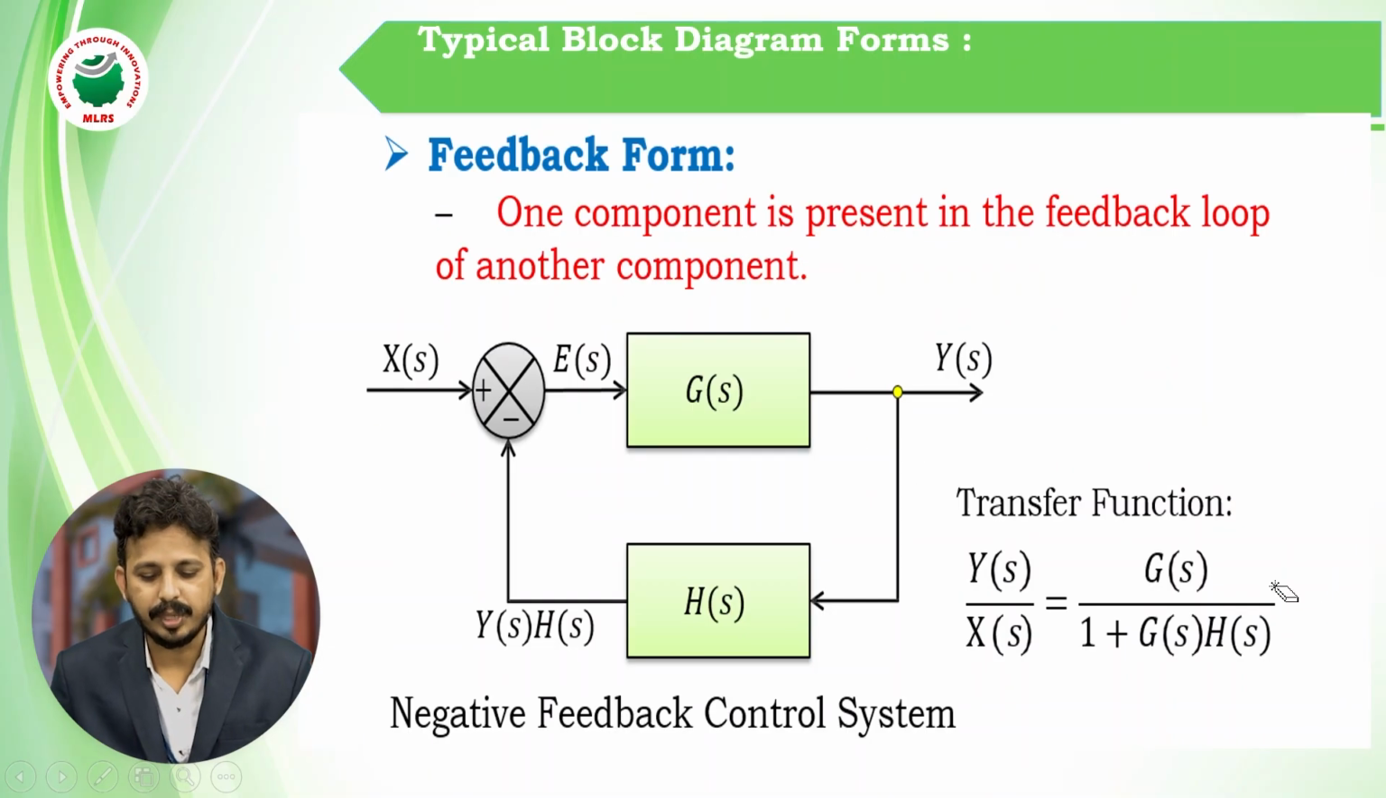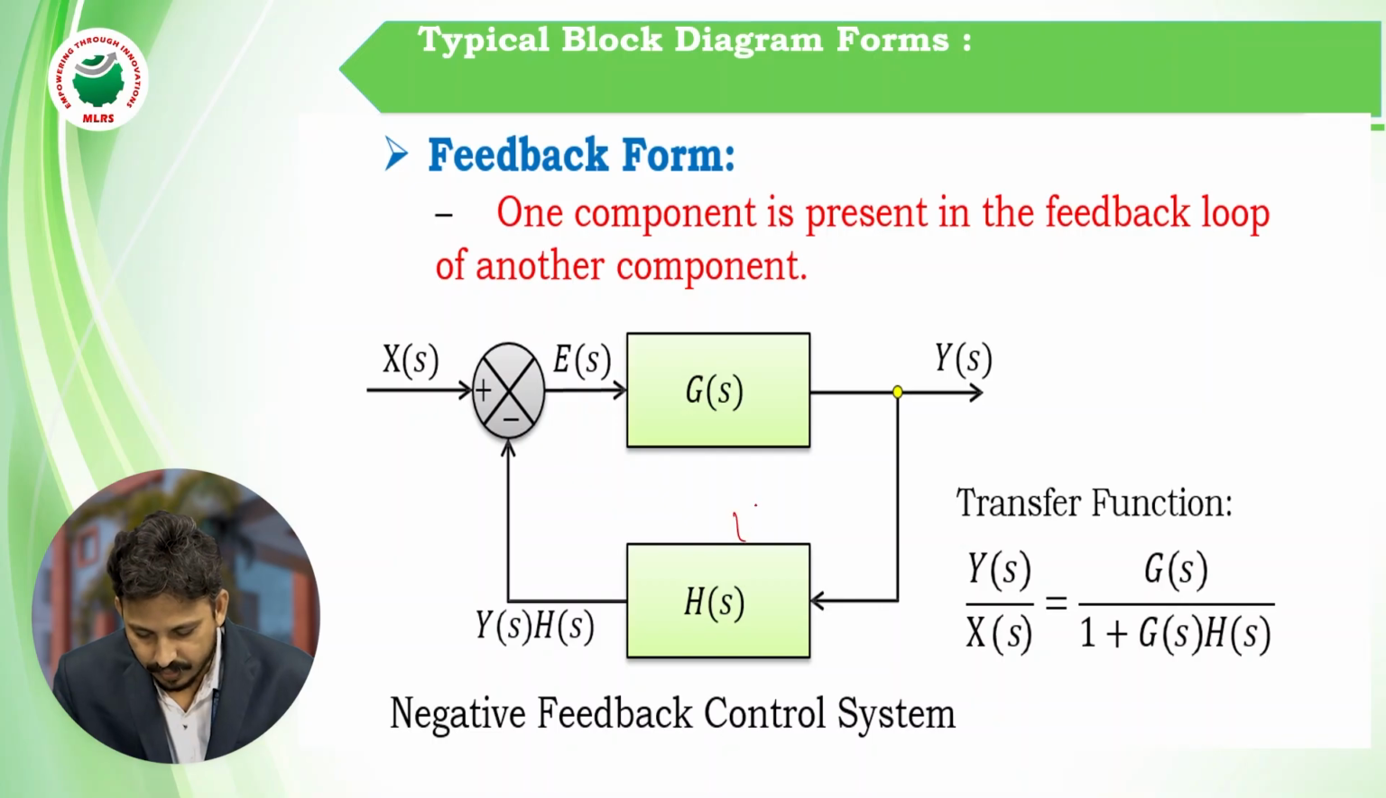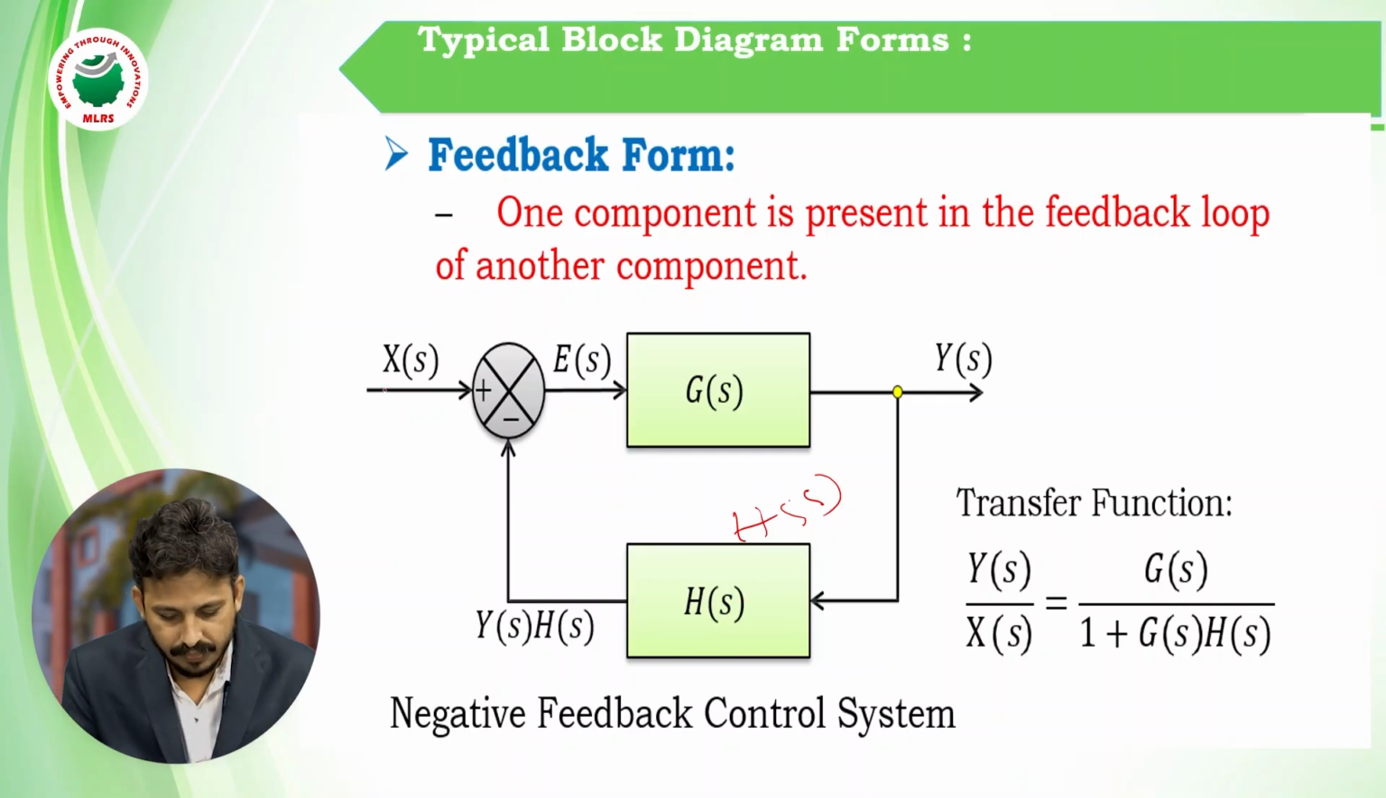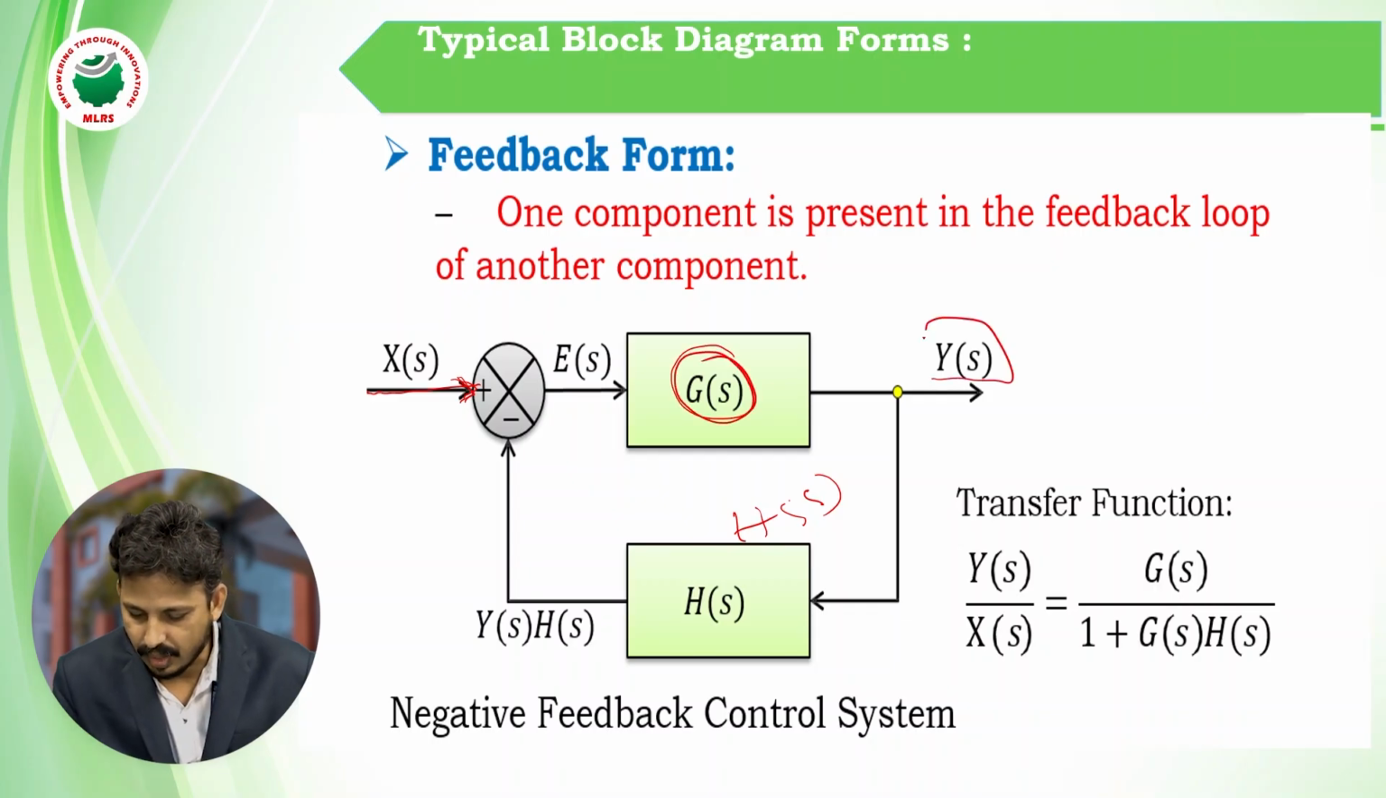Next, feedback form. One component is present in the feedback loop of another component. So here the feedback signal is H of S. H of S is the representation of the feedback. Now X of S is a signal which is entering into a summing point, and it is passing through a gain of G of S, and Y of S is the output. This is input and this is output. This output is again connected through a feedback network to the input, and the difference between them is called the error signal. So this kind of system is called a negative feedback control system.